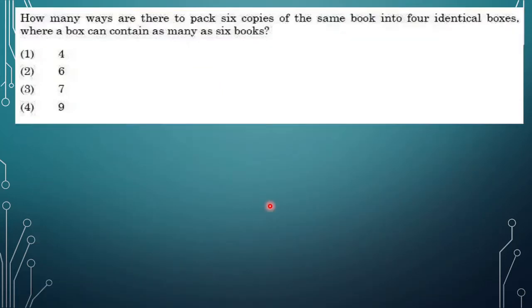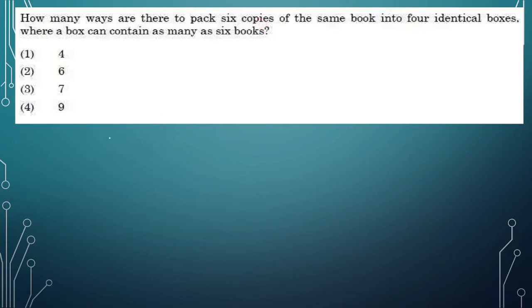Okay, so just coming to our question, what was it? How many ways are there to pack 6 copies of the same book and 4 identical boxes? So the boxes are identical, that is, indistinguishable, and the same book, it says 6 copies, so the books are also identical. So identical means indistinguishable books and indistinguishable boxes. Where a box can contain as many as 6 books, so one box can hold 6 books as well. We are having 4 boxes but one box can have 6 books inside. So how many ways are there to pack these 6 books, okay.